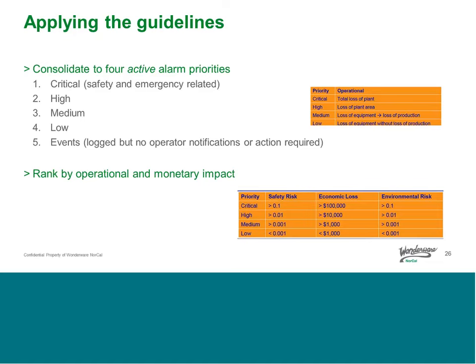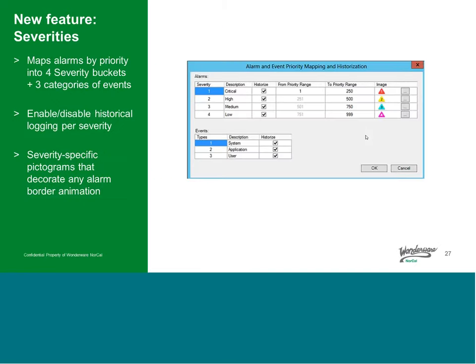And you can rank these by operational or monetary impact or environmental risk. And so these are some of the examples of how people might rank the criticality of alarms based on safety, economic loss, or environmental risk, or the operational impact. So we've built this right into the product: critical, high, medium, and low alarm severities, and we've tied alarm borders with alarm border animations directly to these.